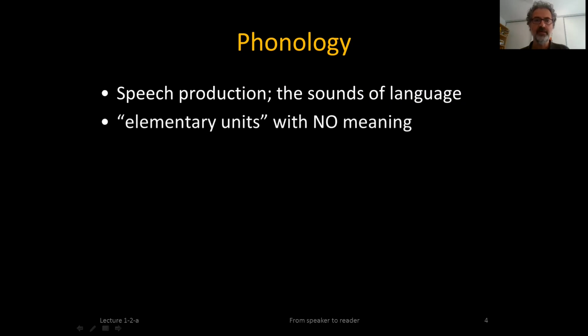So these sounds of language, called phonemes, are elementary units, so they cannot get any smaller. They're not composed of smaller parts, and they have no meaning in themselves. Speech sounds have no meaning, but they do combine to form syllables and words, and the words have meaning.